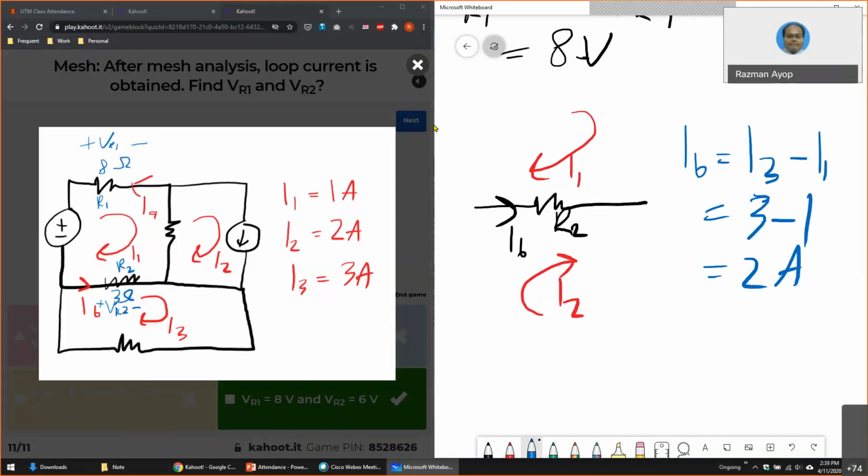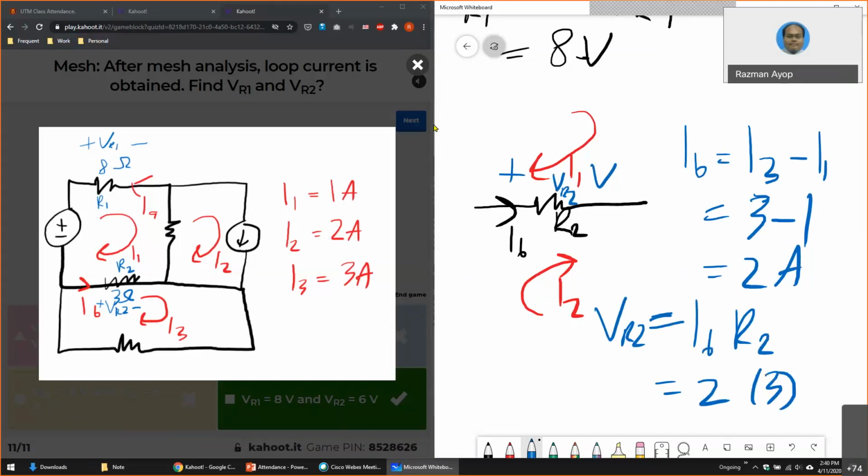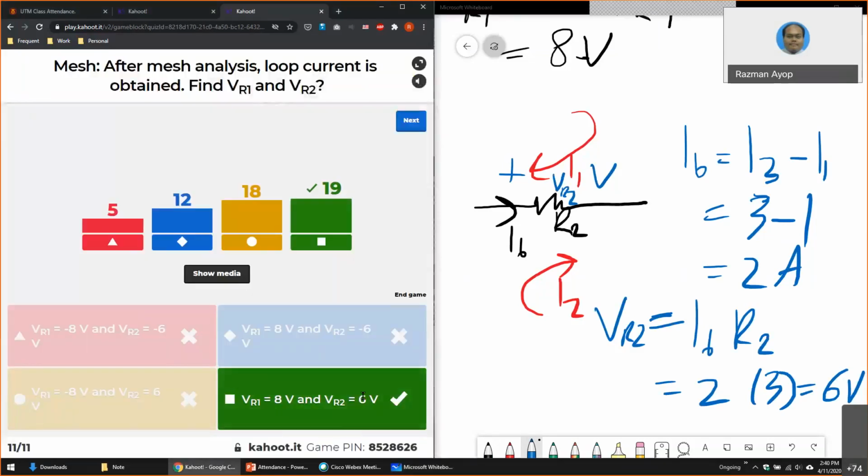If you look back, the polarity is positive, negative for VR2, so IB enters the positive side. You don't need to add any negative. So VR2 equals IB times R2. IB is 2 and R2 is 3, so you get 6 volt. So that is how you solve this.